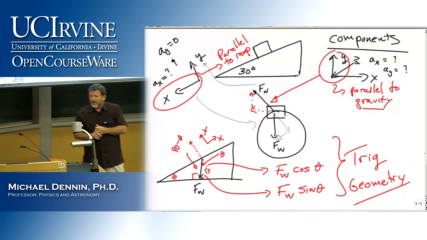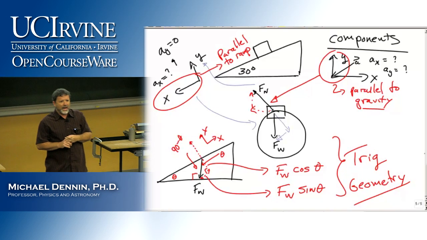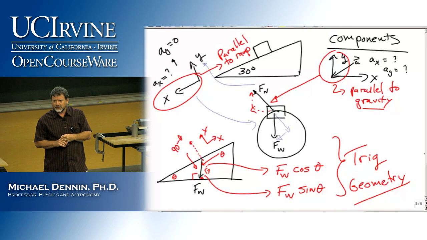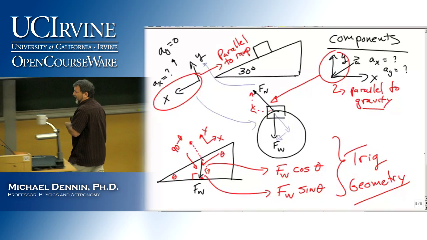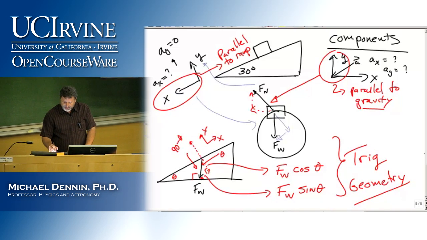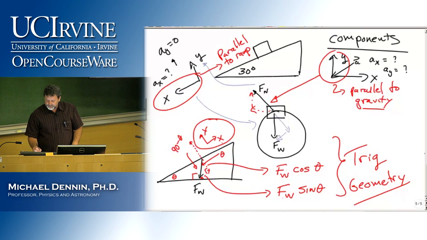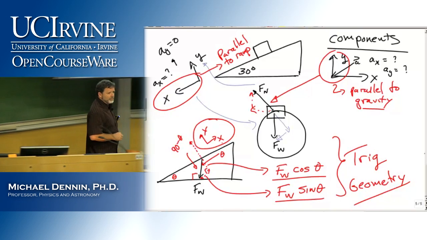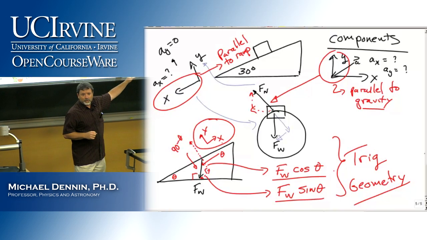If a ramp has an angle of 0, which direction is gravity? Straight down. And which direction is the x-axis if my angle is 0? Horizontal. Which of these disappears when theta is 0? The sine of 0 is 0.